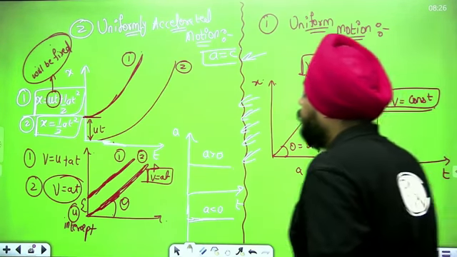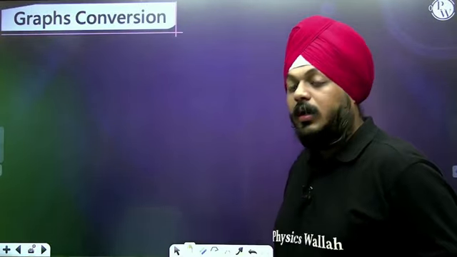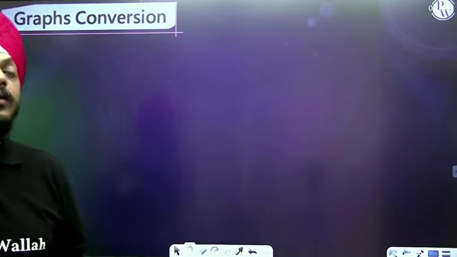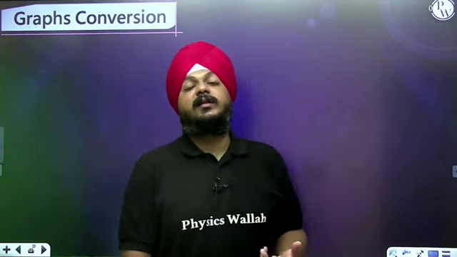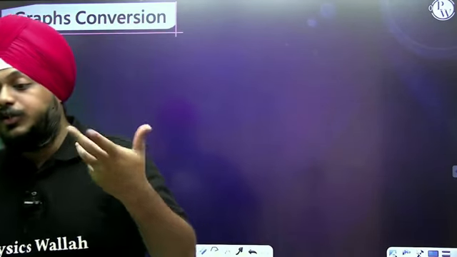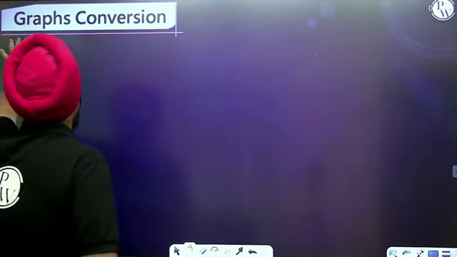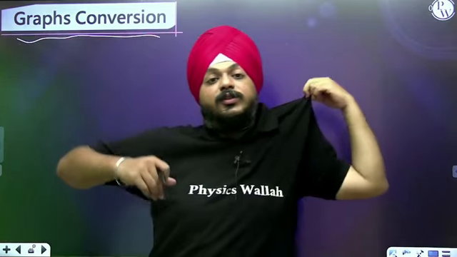Now, the basics of the graph we saw, right? The fundamentals of how to calculate the slope, how to calculate the area, we saw. After that, we dealt with the types of graphs. Now we are moving forward to graph conversions. Now, what does it state? What is the Brahmastra of graph conversion?